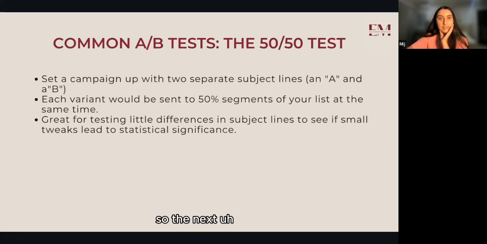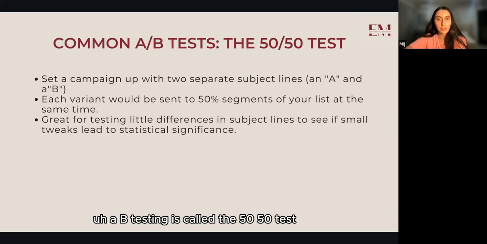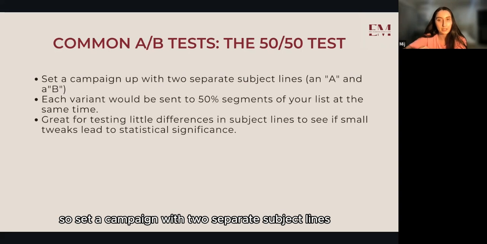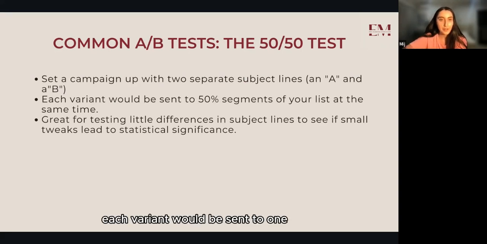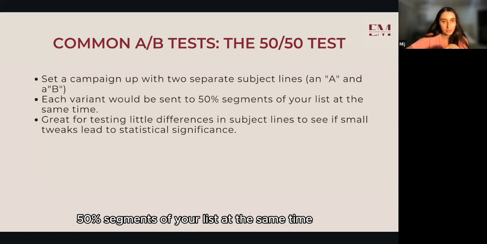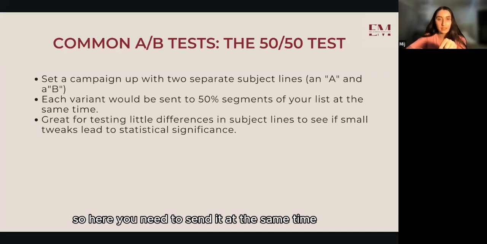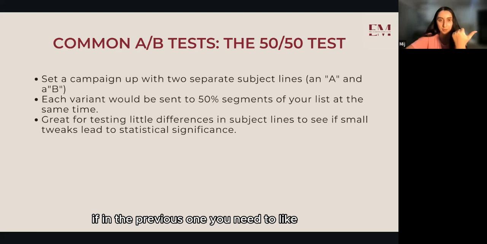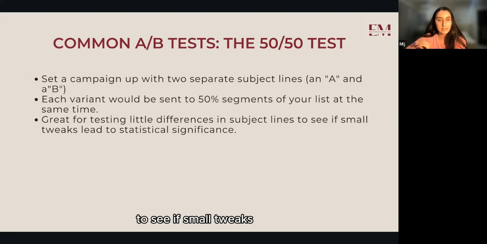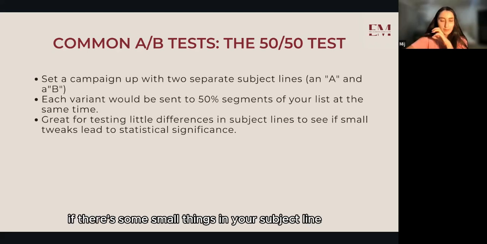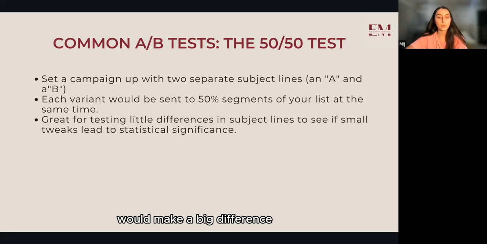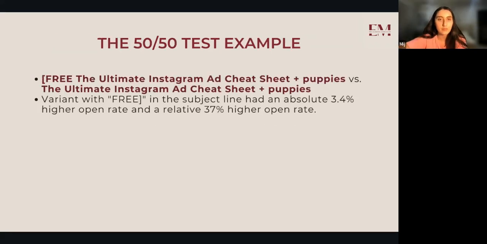So the next type of A/B testing is called the 50-50 test. That's very simple. Set up a campaign with two separate subject lines, an A and B. Each variant would be sent to 50% segments of your list at the same time. So here you need to send it at the same time. If in the previous one you need to wait for 2 hours, here you need to send it at the same time. So it's great for testing little differences in subject lines to see if small tweaks lead to statistical significance. If some small things in your subject line would make a big difference.